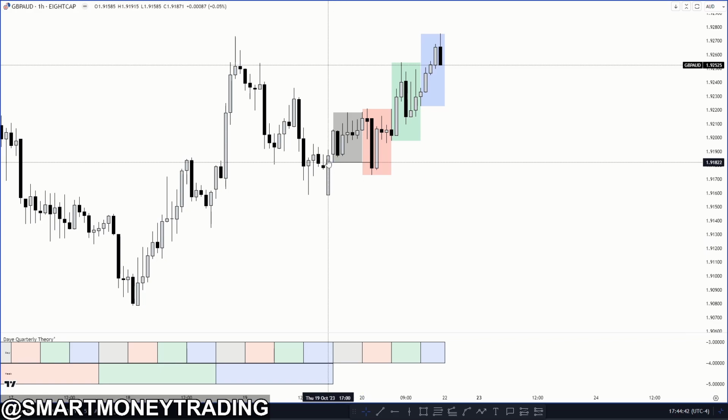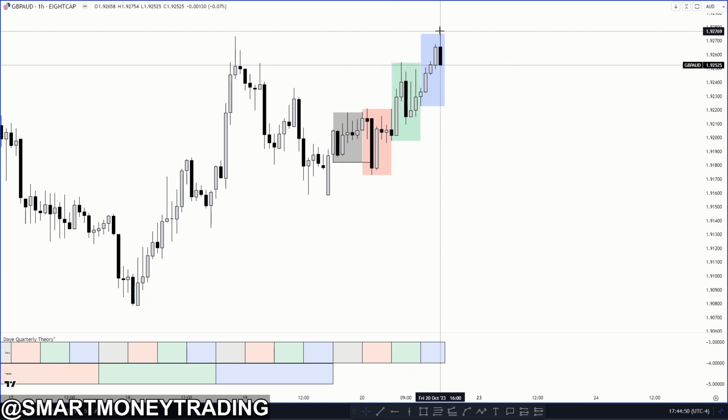But again, here we have this accumulation phase. We drop, we take out the low, and then eventually we start seeing that upside movement during the distribution phase, and then eventually the continuation phase kicked in with a little reversal at the end. So this is very, very powerful.